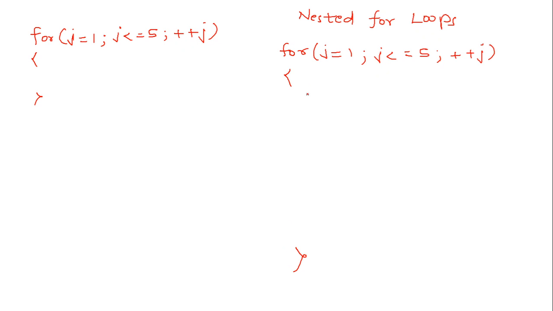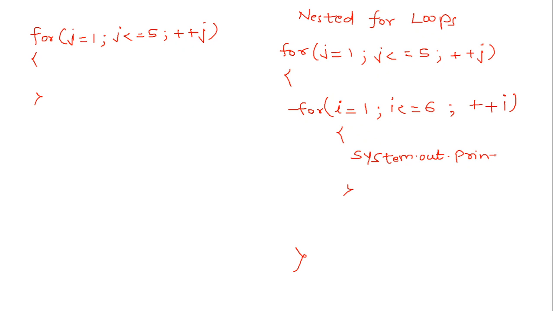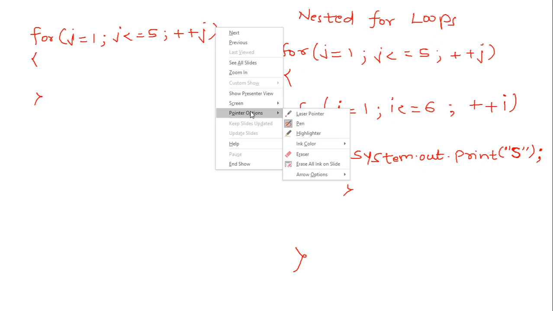So let me write it like this. For i equals 1, i less than or equal to 6, ++i. Here I will write some statement, and suppose I print only a capital S inside that. So let us now understand how this will work when there is one for loop inside another for loop. Let me explain. First of all, let me remove the left one.